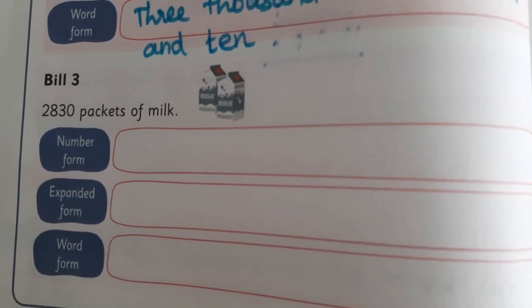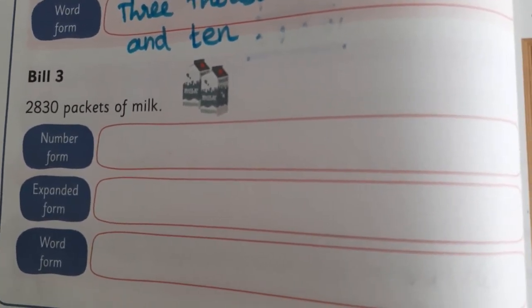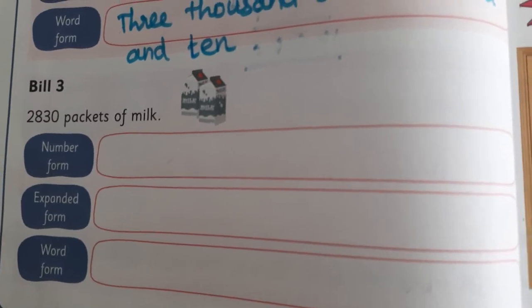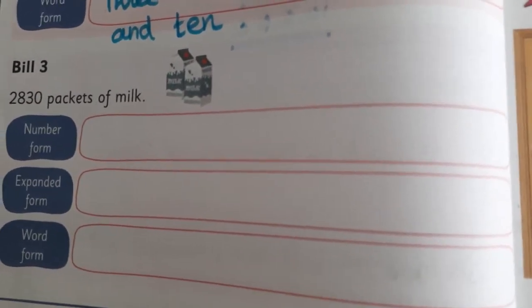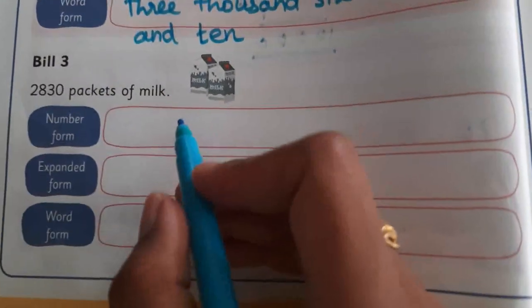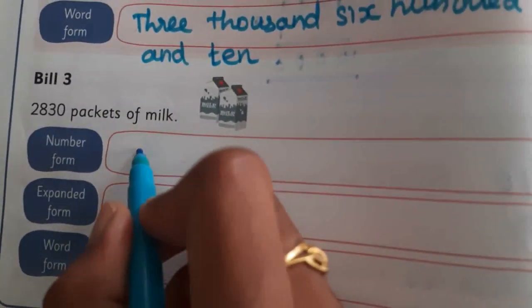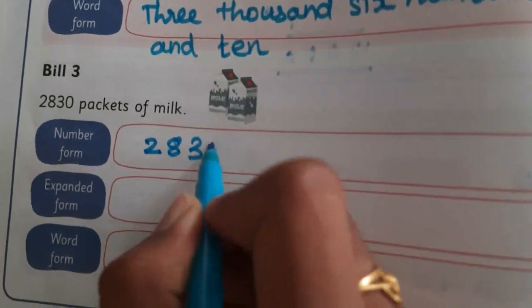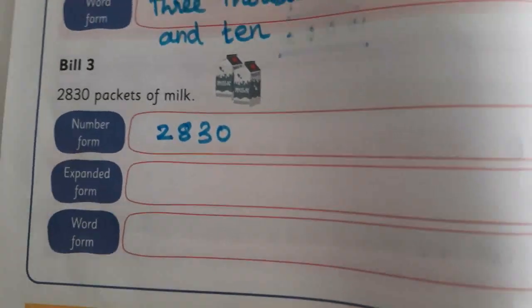2830 packets of milk. So how many packets of milk? 2830. So first we have to represent the 4-digit number in number form. Number form means you have to write the number as it is. That is the number representation. Next one is the expanded form.